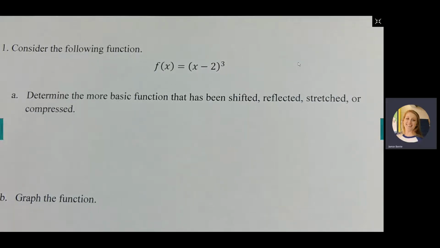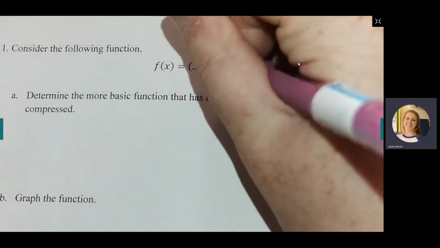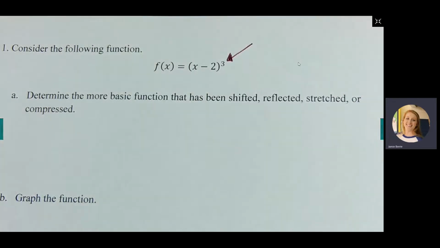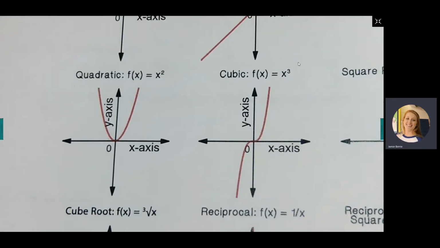So basically what you do here is you look at your function, you say, okay, what's the defining characteristic that I see in this function? When I look at this, the thing that stands out is that third power, so the cube. So I'm going to look at my graphs of basic functions and see which one matches up best with this. That would be this cubic function here, x cubed.